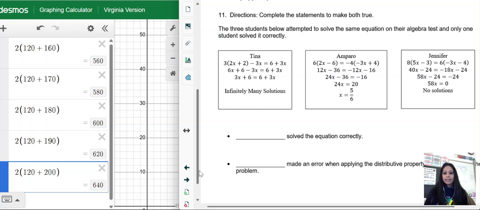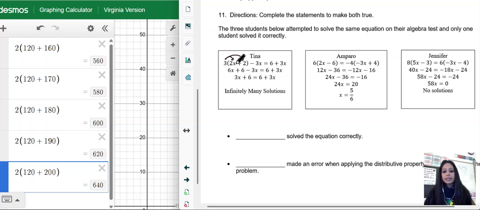Directions. Complete the statements to make both true. Okay. The 3 students below attempted to solve the same equation on the algebra test. It's supposed to be the same equation. I made up two different equations. But anyway, let's see what happens. So here, if you notice, I'm going to go ahead. Let's see what Tina did here.